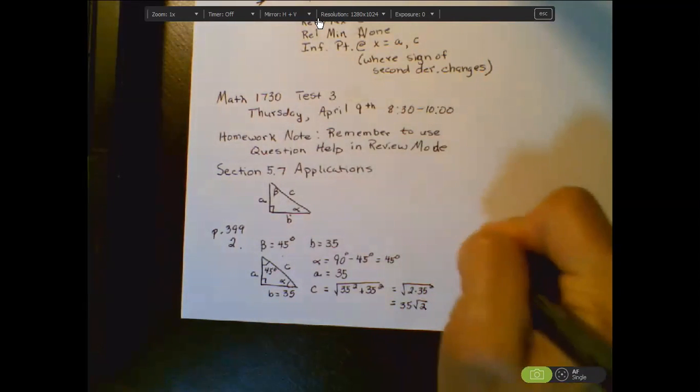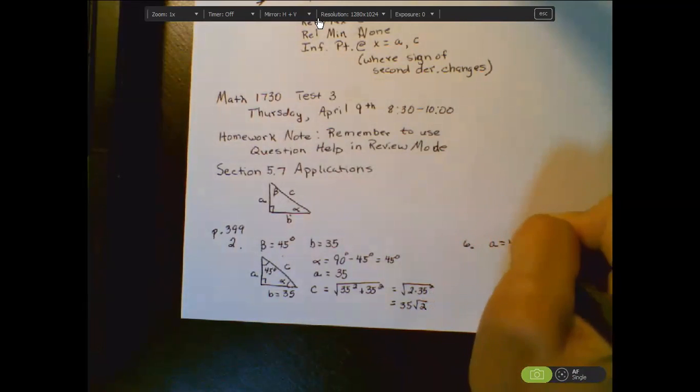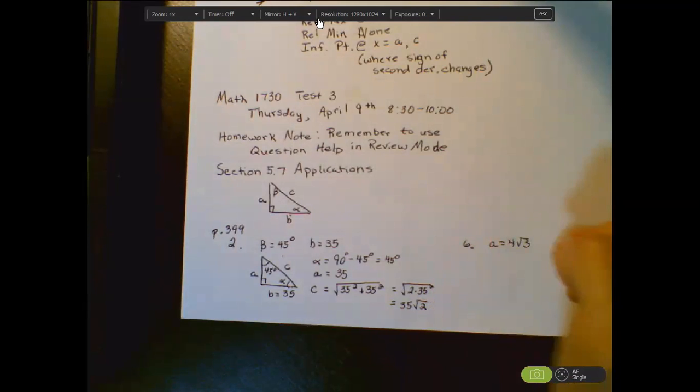All right, number 6 also says find the exact answer. And here we're given A is 4 square root of 3 and C is 8.